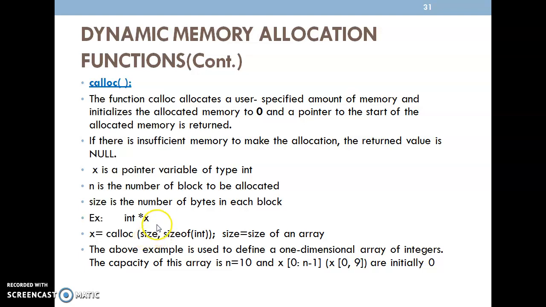So if 5 elements are there, into sizeof int is 2, 5 into 2 is 10. If 10 are there, 10 into sizeof int is 2, 10 into 2 is 20 bytes of memory will be allocated.